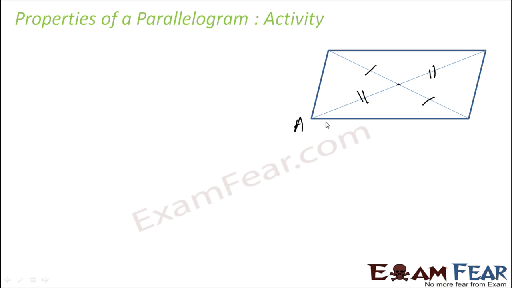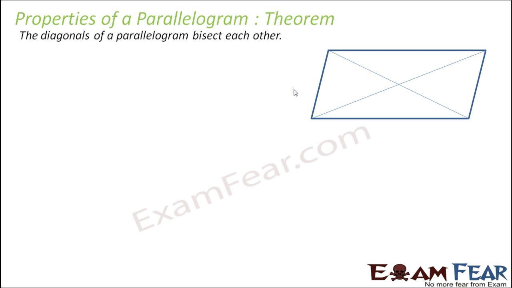That means if there is a parallelogram and these diagonals meet at point O, then O is actually bisecting diagonal AC and also bisects diagonal BD. So you can try this on a piece of paper, and now we can actually prove this theorem that the diagonals of a parallelogram bisect each other. Since it is a theorem, it is good to prove it.